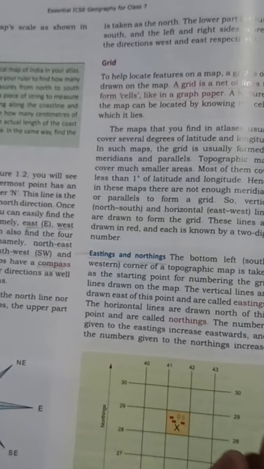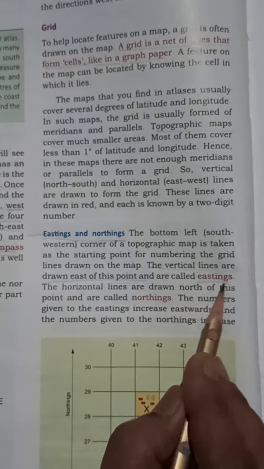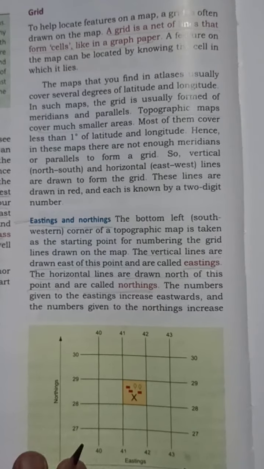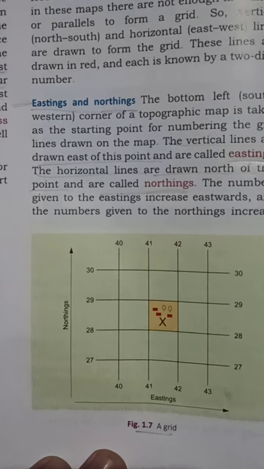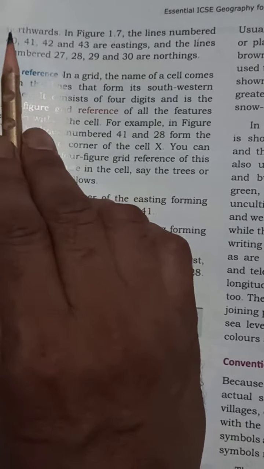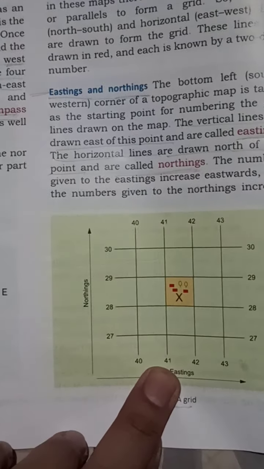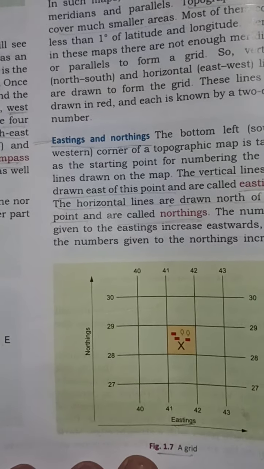Datum means data points. Here the vertical lines drawn east of these points are the easting. The horizontal lines drawn north of this point are called the northing. According to the diagrams, in figure 1.7, the lines numbered 40, 41, 42, 43 are easting.